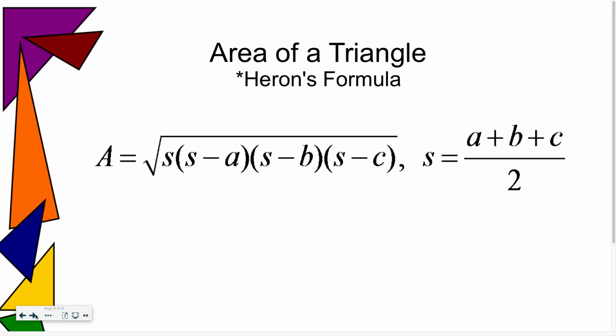Yeah, the S is important because S is in the other formula. So this is the area of a triangle. It's called Heron's formula.